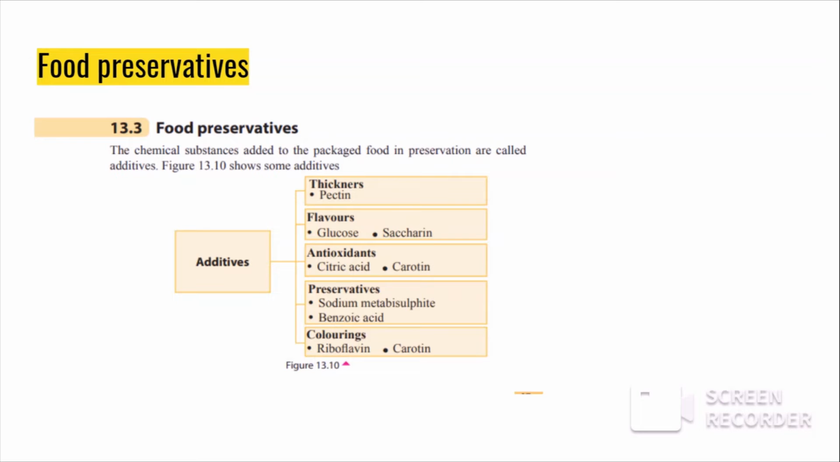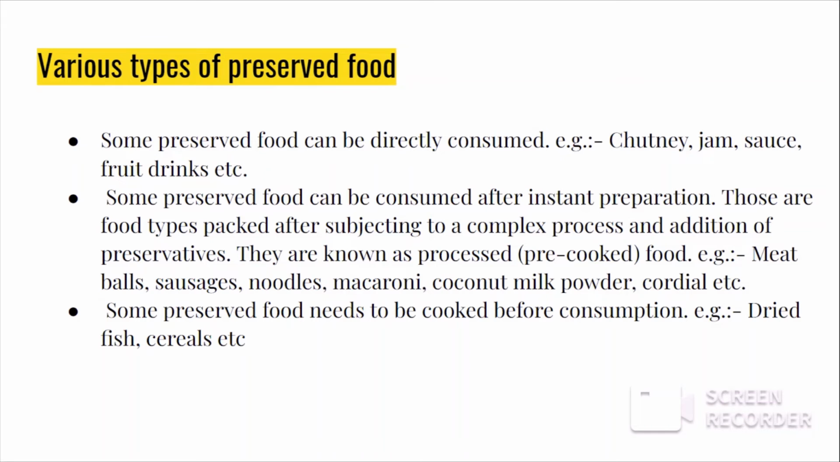Okay, these words are kind of hard, but it's okay. You just need to remember the spellings properly, because in the exam they are asking for us to write it, not spell it. Citric acid, carotene, and for flavors we have glucose, saccharin, and pectin for the thickness. And there we have the various types of preserved food.